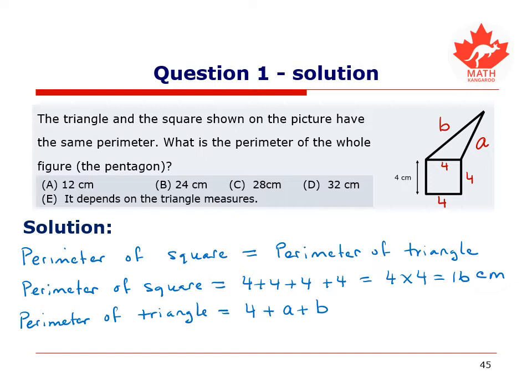Now we were told earlier that the perimeter of the triangle is equal to the perimeter of the square. We worked the perimeter of the square out to be 16. So that means the perimeter of our triangle is also equal to 16. We can then deduce that A plus B, the lengths of the sides A and B, must be equal to 12. So that 4 plus 12 is 16.